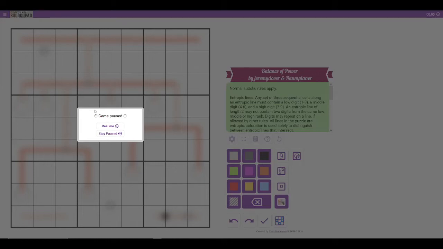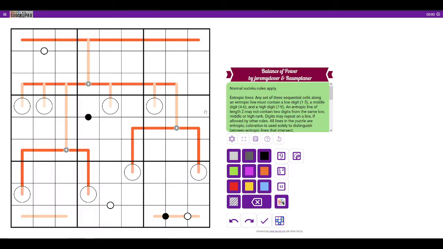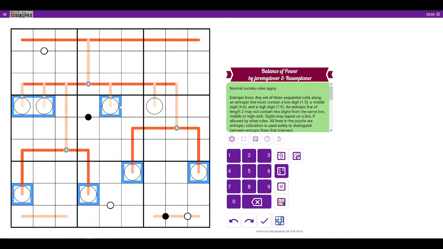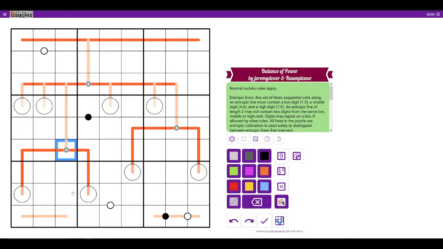Okay, I got another puzzle for y'all. These are entropic lines. These have all the digits 2 through 9 in them. There's a pivot point. A certain distance away increases the weight upon it.